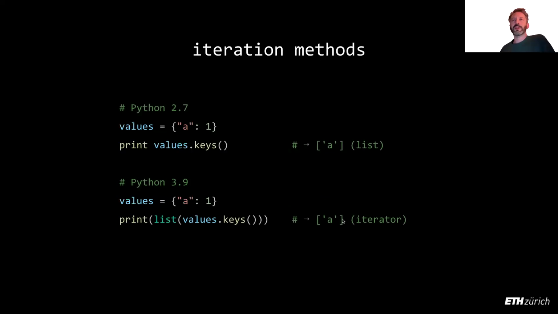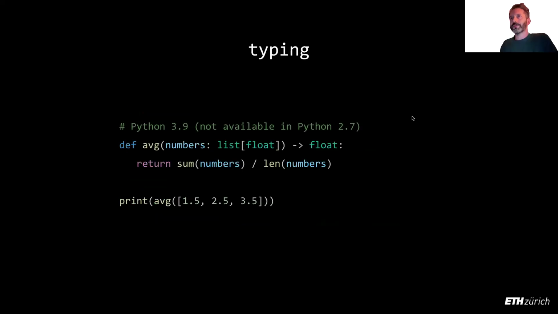Something very similar is true for things like iteration over keys and stuff like this. If you have a dictionary like this, in Python 2, this would actually print out the keys of that dictionary, but in Python 3, this will not. This will return an iterator, and to force it to expand, you need to say list of this.